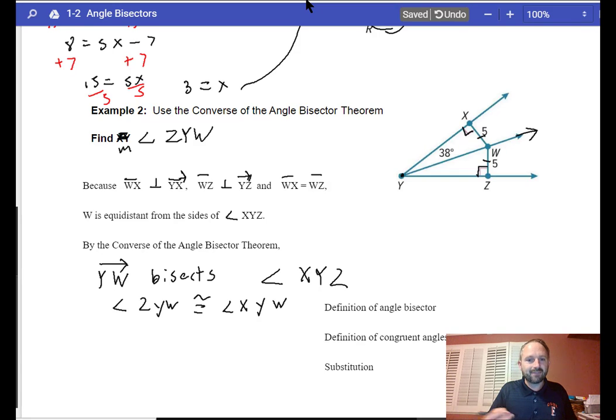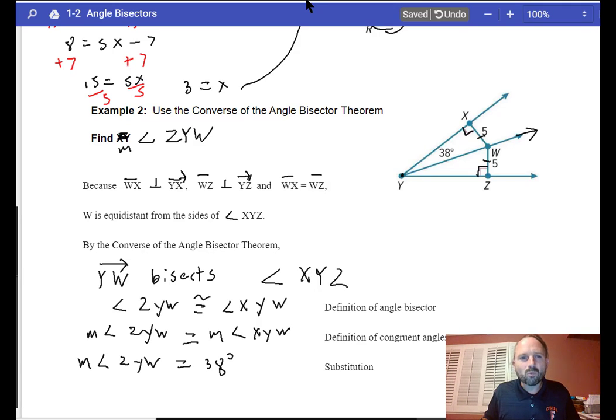That means they have the same value. And so the measure of angle ZYW, because they are congruent, is going to equal the measure of angle XYW. This is the definition of congruent angles. Well, if that's the case, we understand that the measure of angle ZYW is equal to 38 degrees. So when we jump back into two-column proofs, it's going to be a really interesting time to take all of this and firm it up. All right, let's go on.